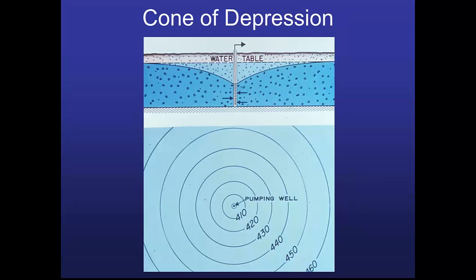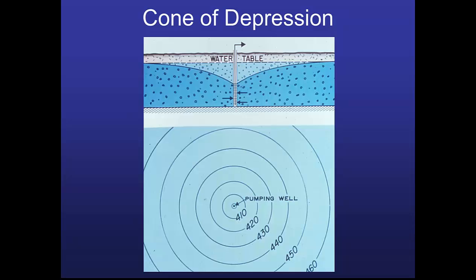So this is a well diagram. It's 2 views. The view on the bottom is looking down from the top, and those lines, the 410, the 420, the 430, are the elevation of the water surface. And if you look at the top diagram, that's a slice through the ground looking at from the side.